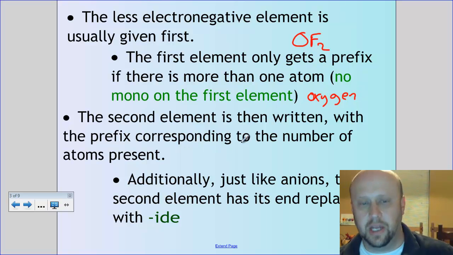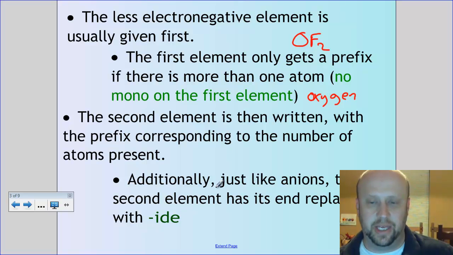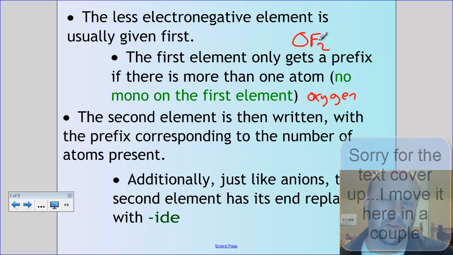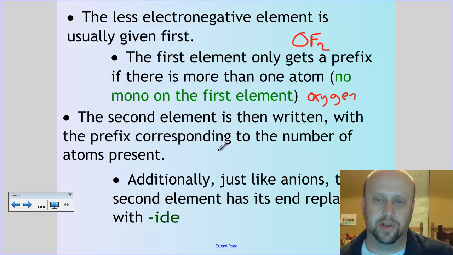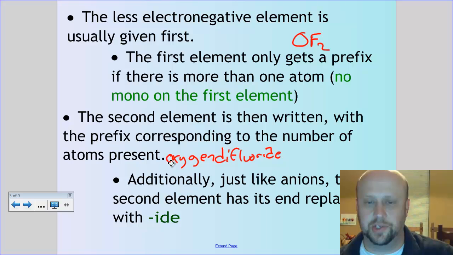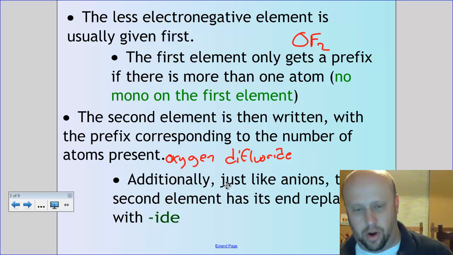The second element, we're going to write that. We're going to put a prefix in front of it. And we're going to change the ending to IDE. So there's kind of 3 steps there. You write the name of the element, you put a prefix in front of it, and you change the ending to IDE. Now, we've already changed the ending of fluorine to IDE before, so we sort of know how that works. And the prefix for 2 is di. So that means difluoride. So if we're going to name this compound and give it its full name, it's going to be oxygen difluoride.